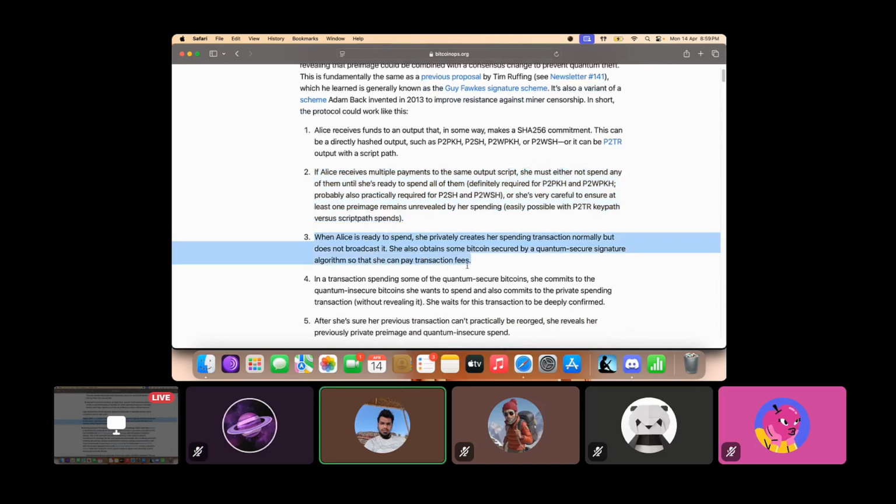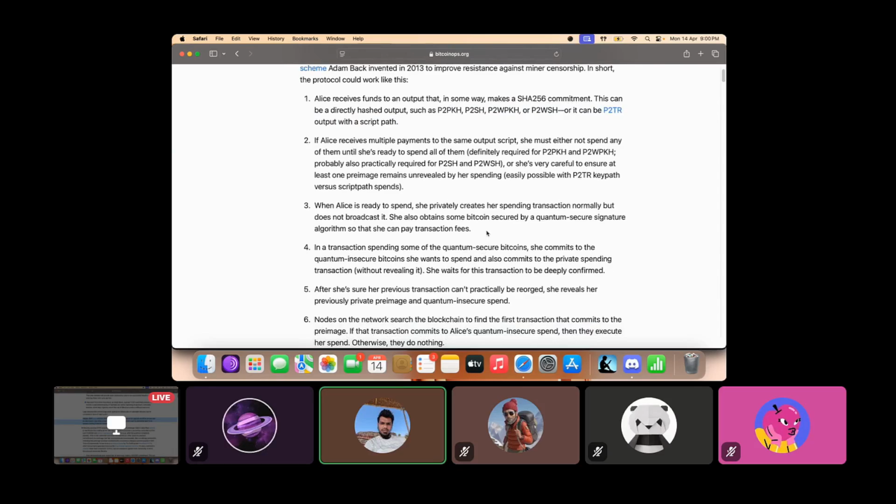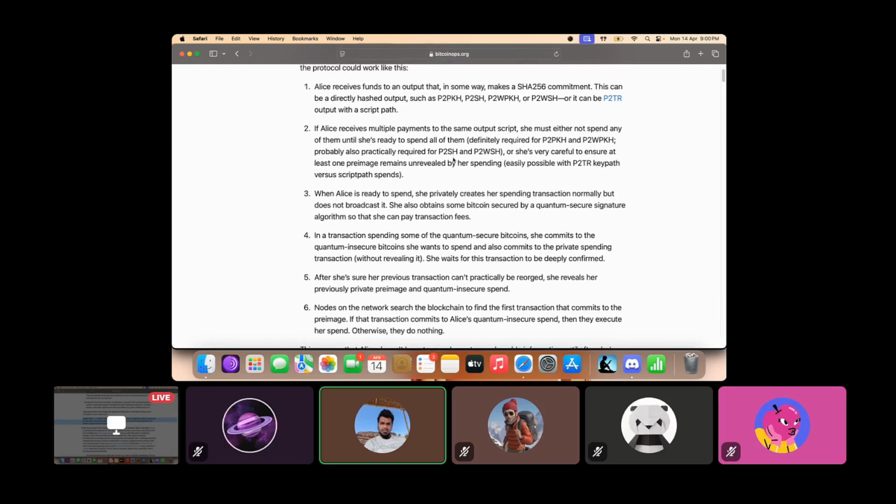When Alice is ready to spend, she privately creates her spending transaction normally, but does not broadcast it. She also obtains some Bitcoin secured by a quantum secure signature algorithm so that she can pay transaction fees. So let's say Alice has some UTXOs associated with these quantum vulnerable addresses. Now she wants to spend them. What will she do? She'll create a transaction that spends the outputs associated with these quantum vulnerable addresses, but she will not broadcast it. Now she'll acquire a small amount of Bitcoin to a quantum resistant address.